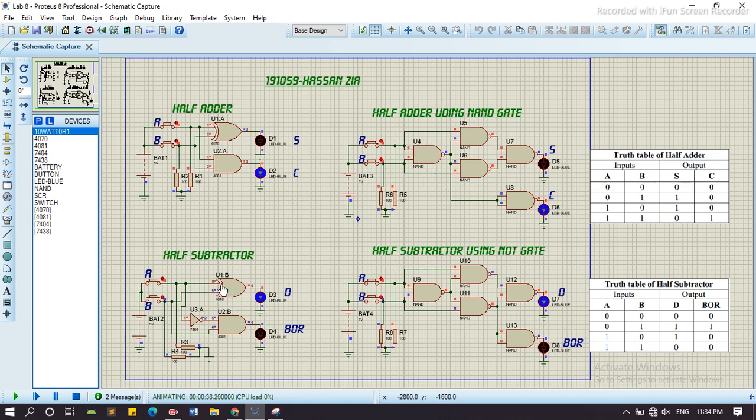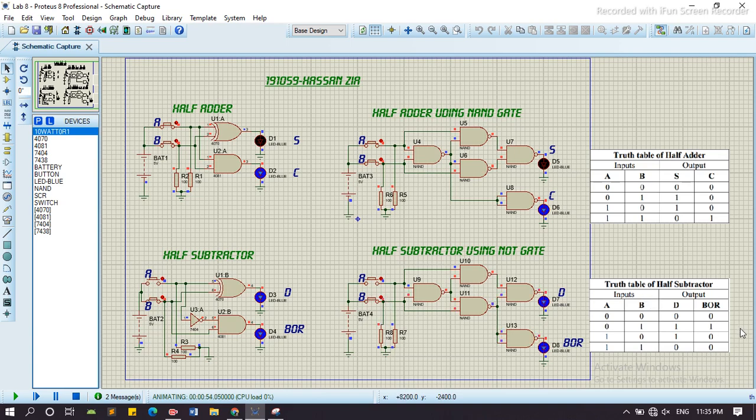Now we verify the half subtractor here. When the input is equal to 0 0, here is 0 0 and this also 0 0. We can see that the difference is also 0. Here is the difference, and here is the borrow. Difference is 0 and borrow is also 0. Both are 0 0.